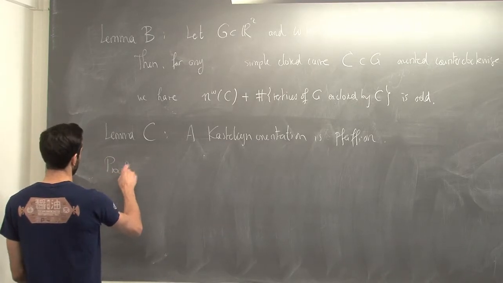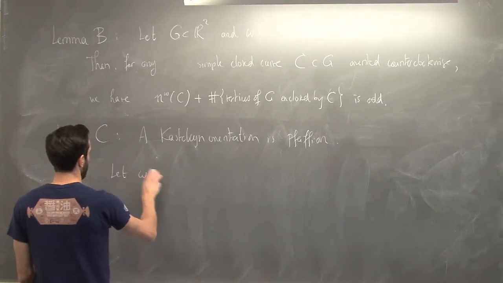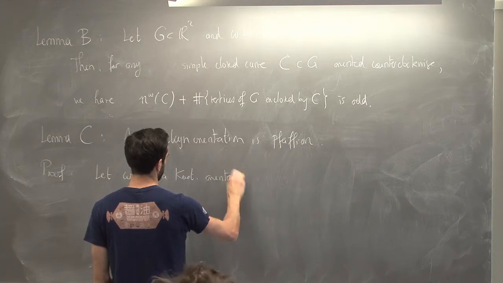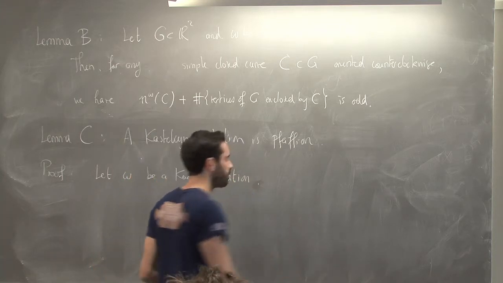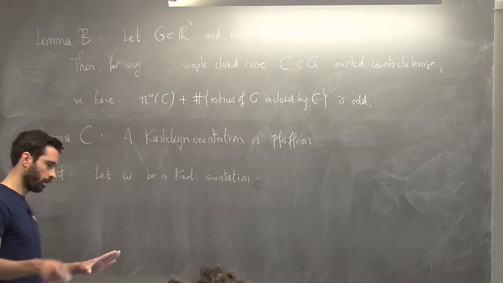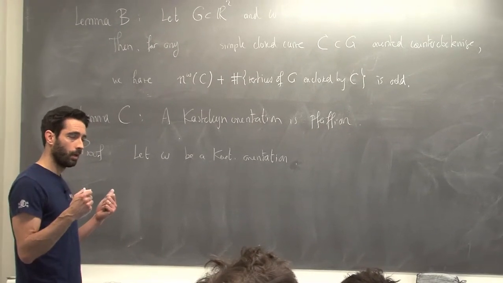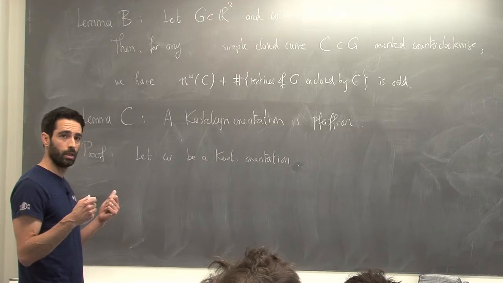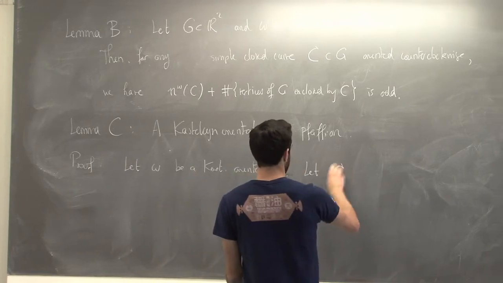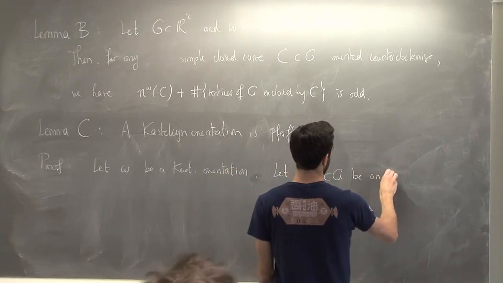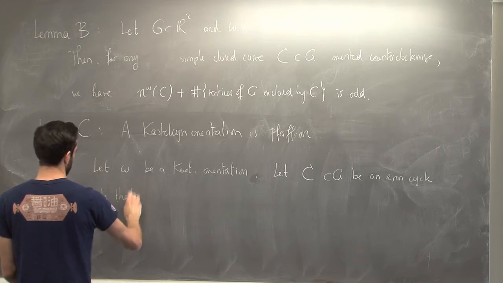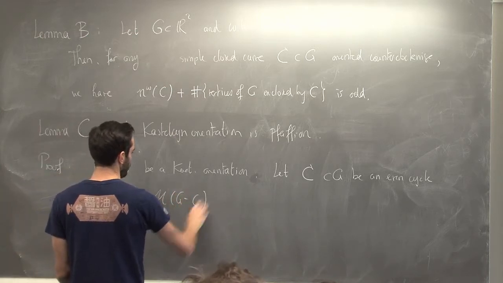Proof. So let omega be a Kasteleyn orientation. And what do we need to prove? So remember, for an orientation to be Pfaffian, you need that whenever you have a cycle of even length such that when you remove it, you still have a perfect matching, this one has n omega which is odd, right? So let C in G be an even cycle such that you have a perfect matching when you remove C.